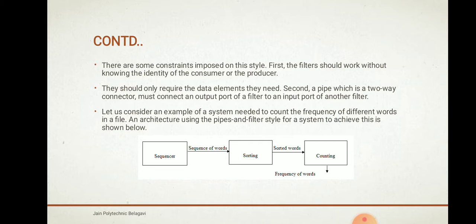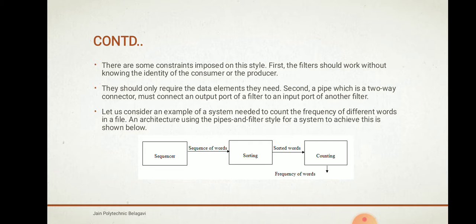Now let us consider an example of a system needed to count the frequency of different words in a file. The architecture using the pipe and filter style for a system to achieve this is as shown in the figure. As you can see here, the rectangular boxes are nothing but the filters. The sequencer will filter the sequence of words.